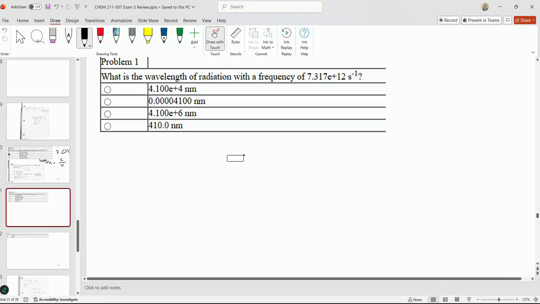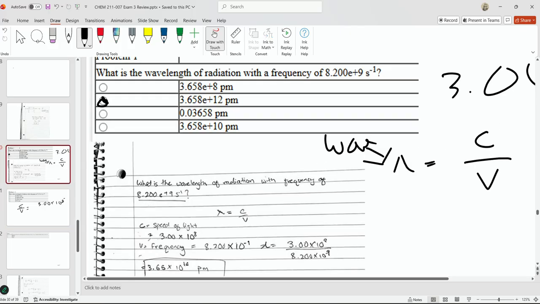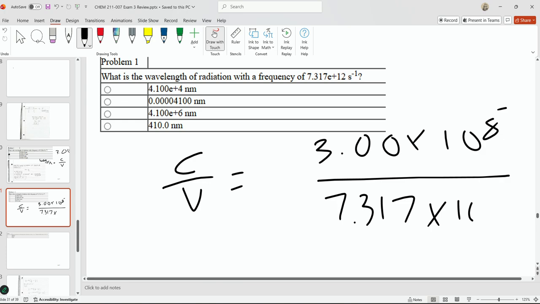Okay, I want you guys to do this question. It's the same formula type. Do I have a solution for this? Okay, I don't. All right, so c divided by v, c is 3.00 times 10 to the 8. Divided by v, which is 7.317 times 10 to the 12. So what will be the answer here?